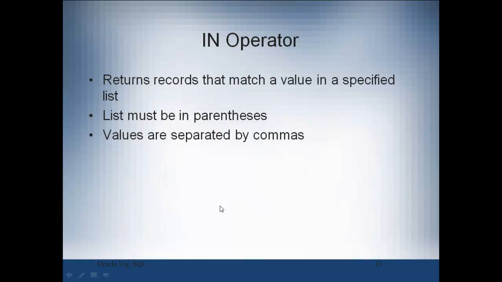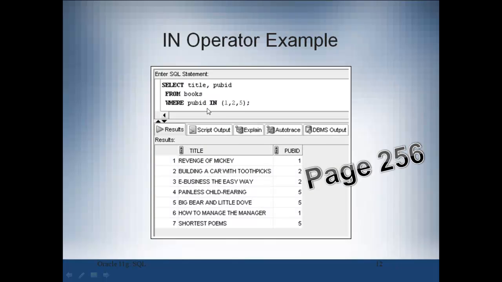The in operator returns records that match a value in a specified list. The list must be in parentheses. The values in the list must be separated by commas. The bullet's not here, but I also want to add non-numeric data has to be in single quotes. The in comparison operator, so they're checking to see where pub ID is in this list. It's either pub ID 1 or 2 or 5. And that's what we see here, 1s, 2s, and 5s.